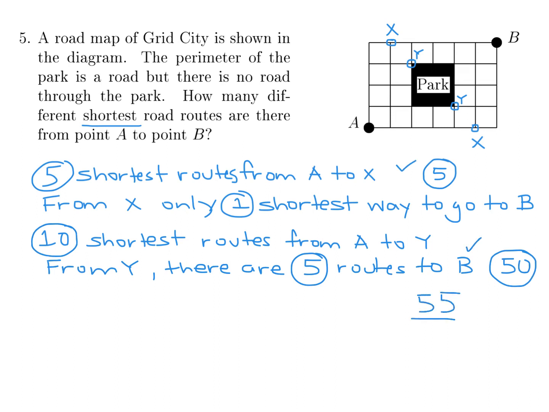But remember, that's half of the diagram. The other half are these X and Y's. And because of the symmetry of the diagram, they're going to be the exact same conversation. So it would essentially be another 55 going in that direction, if you're going this way or if you're going up to Y, that kind of thing. So 55 plus 55, the grand total is 110 shortest different road routes from point A to point B.